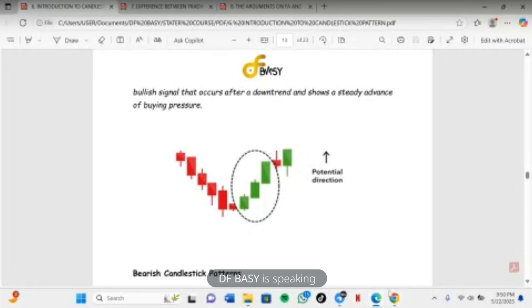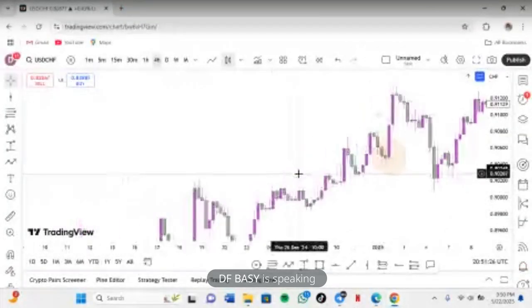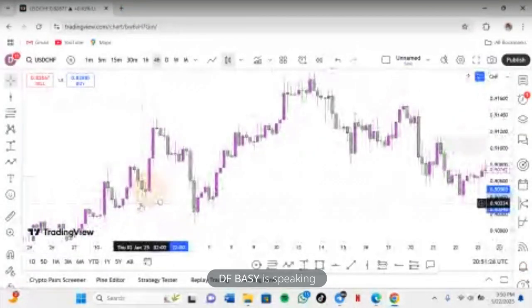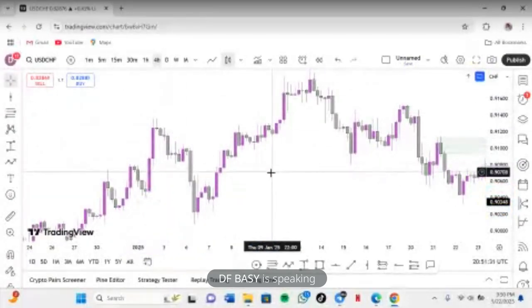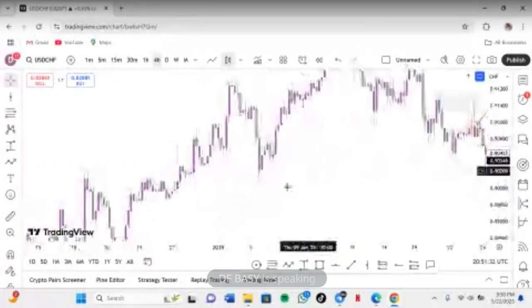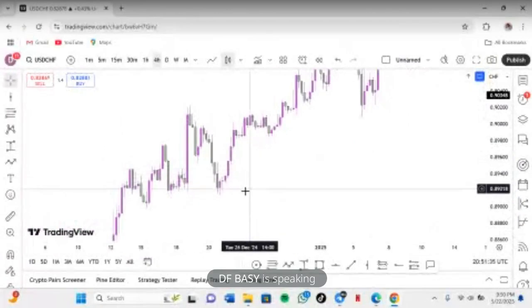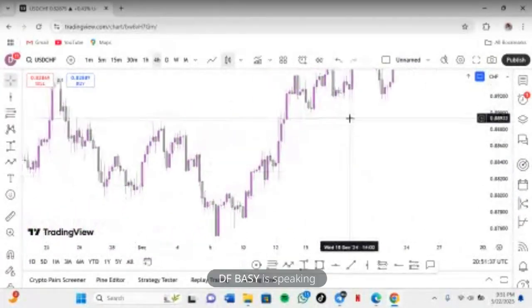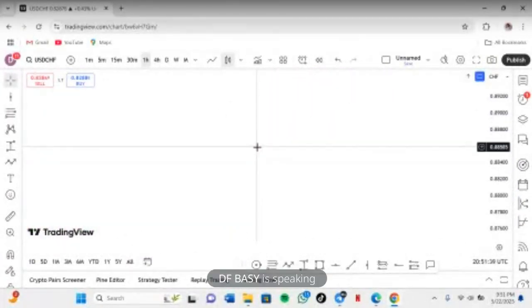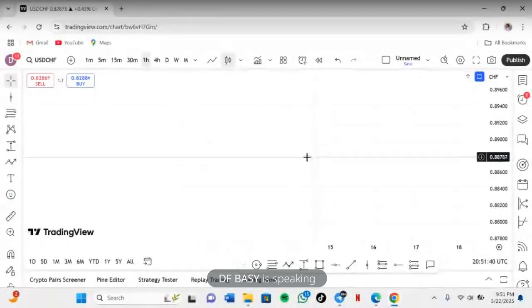So let's go to the chart and check. Three white soldiers out. Wow, see them. I'll go to the 1 hour. They are common there, also common on the daily time frame.